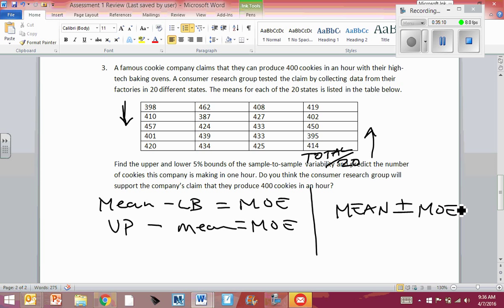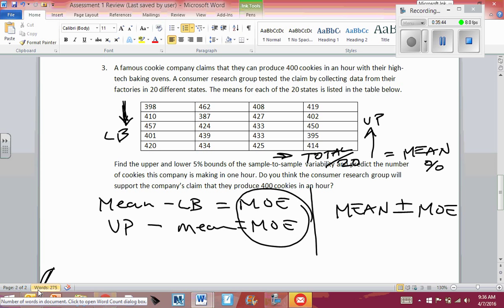So say it again to them. Count down to get the lower. Count up to get the upper. Once they get those two, get the total. Divide by the number there is, in this case 20. Once they get that, which gives them the mean, they'll write it as a percent. After that, they'll do two subtraction problems to get what we call the MOE, the margin of error. Once they get those two numbers, they're done. They have a mean and they have a MOE. The mean plus or minus the MOE.